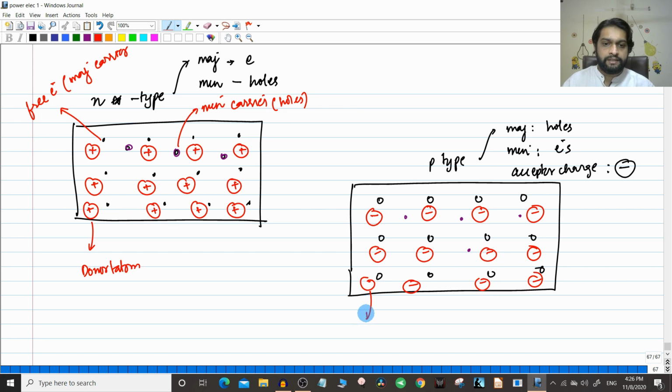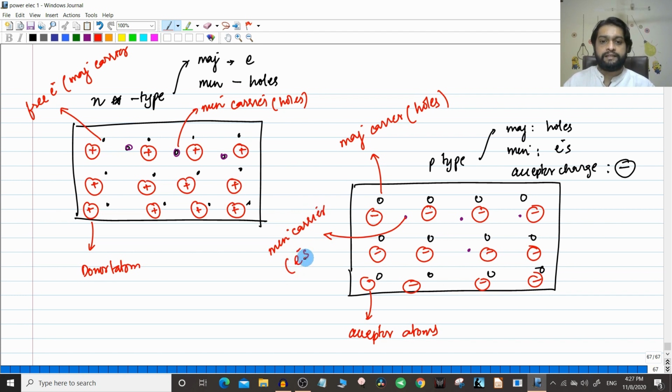Okay. So what are these? These are acceptor atoms, and these are the majority carriers. And which is the majority carriers in p-type material? Holes are the majority carriers. And these are the minority carriers. And which is the minority carriers? Electrons are the minority carriers, right?